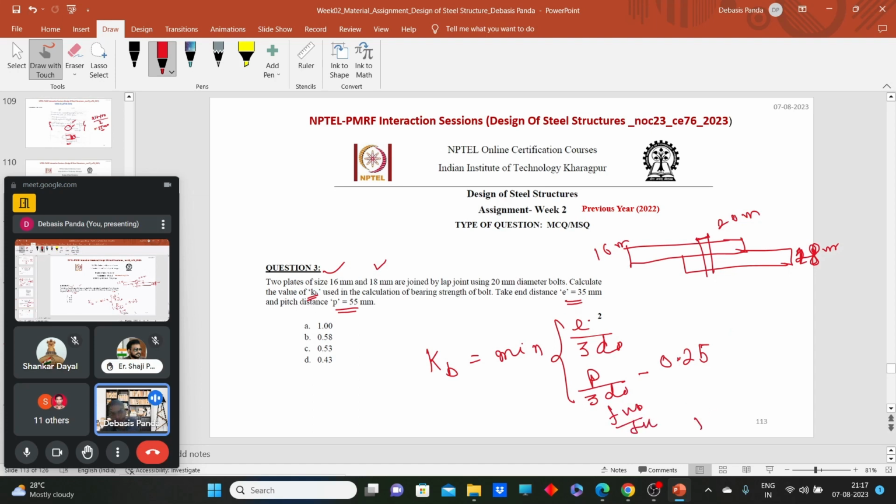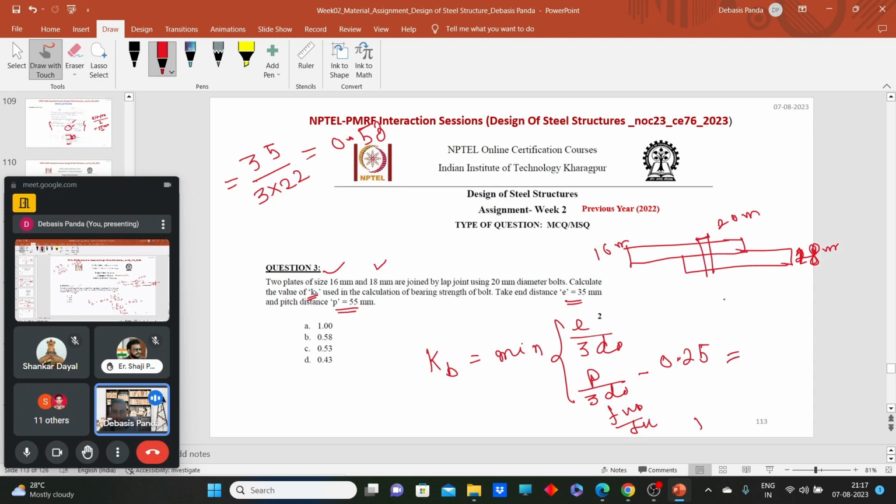So what is the value of E? Here E is given as 35, so 35 by 3 into D naught. We have 20 mm dia bolts, so what will be the value of D naught? 22. So tell me what this value is coming? 0.53, I think. Now P by 3 D naught minus 0.25.